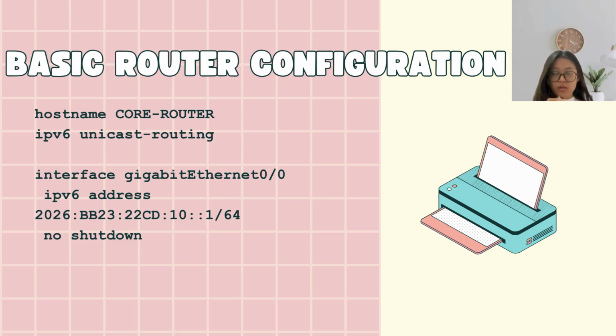Now I will continue with the configuration part of our project. First, we configure the basic router settings. We set the host name to identify the router in the network, and then we enable the IPv6 unicast routing so that the router can forward traffic between different networks. After that, we assign the IPv6 addresses to the interfaces and activate them using the no shutdown command. This prepares the router for communication with other devices.